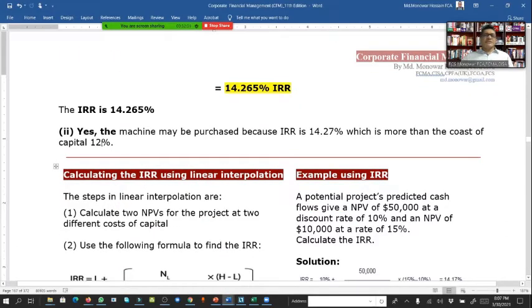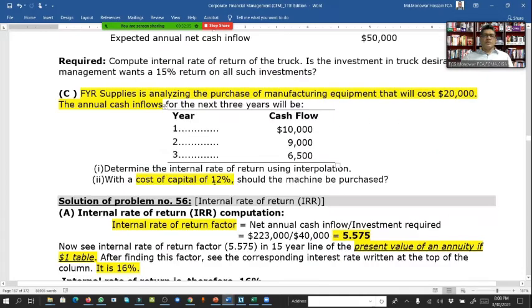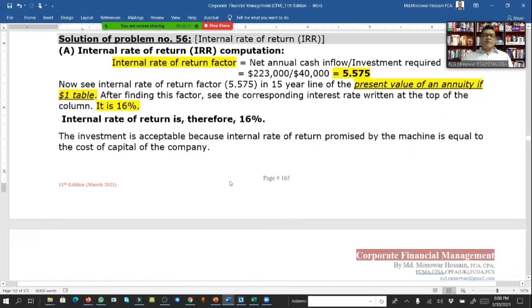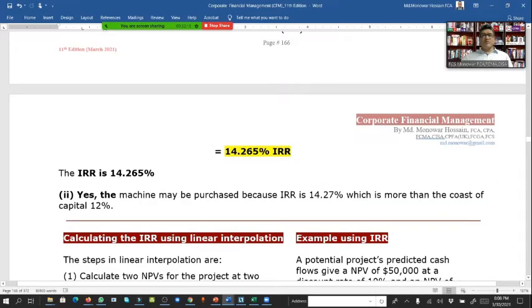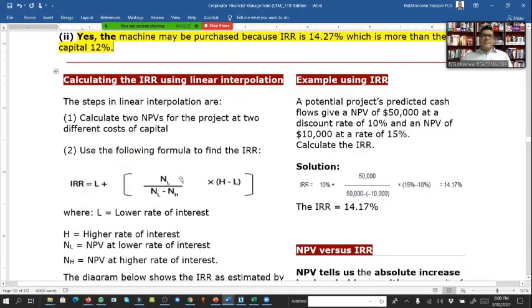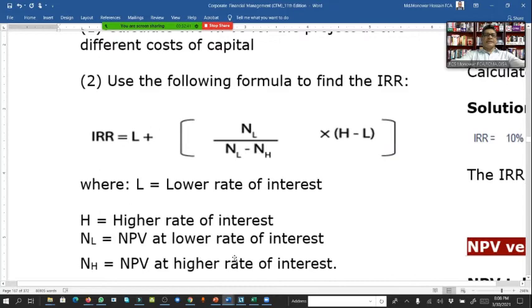As per the question, the cost of capital was 12%, but our IRR, as we calculated here, is about 14%, which is more than 12%. So your decision would be yes, the machine may be purchased, because the IRR is 14.27%, which is more than the cost of capital of 12%.